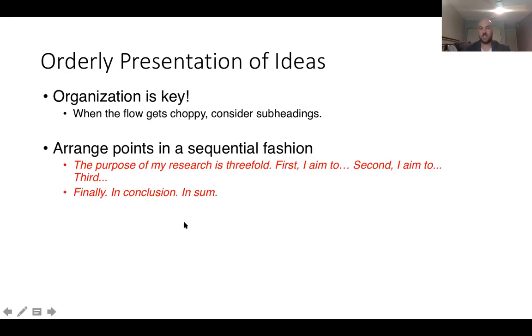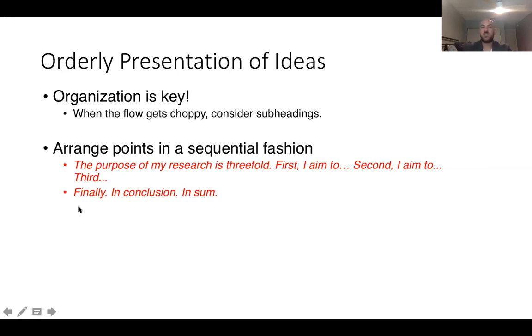When you're introducing really nuanced points or things that seem really complicated or proceeding in a stepwise fashion, don't make it overly complicated. Arrange them in a sequential fashion. Say, the purpose of my research is threefold, right? There are three main reasons why this is bad. First, second, third. Using those phrases makes it really clear. Okay, there's three things. They've hit 1, 2, 3. I see where they're going here.